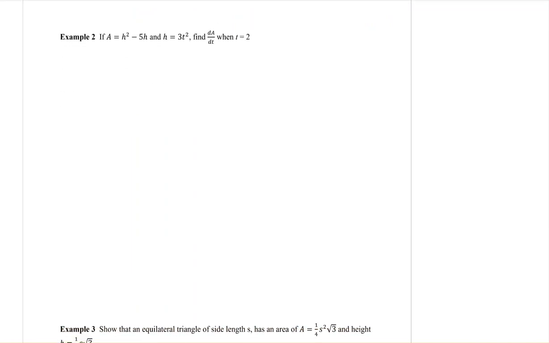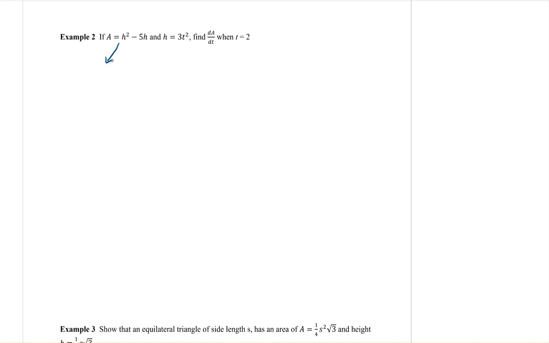But let's keep going. Question 2. If A is equal to h squared minus 5h, and h is equal to 3t squared, okay, I'm given a couple of equations there. Find dA over dt. Well, I've got two equations to work with, so I'm going to need to differentiate them. Let's see what I get when I differentiate.